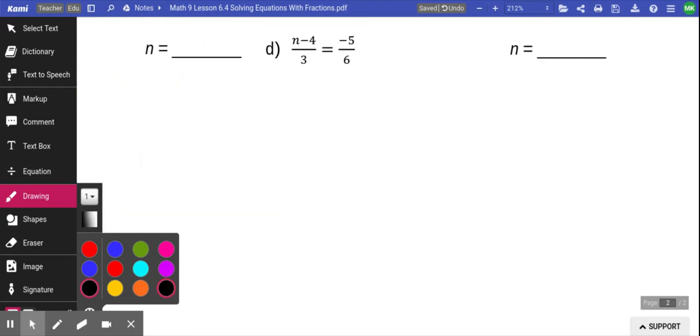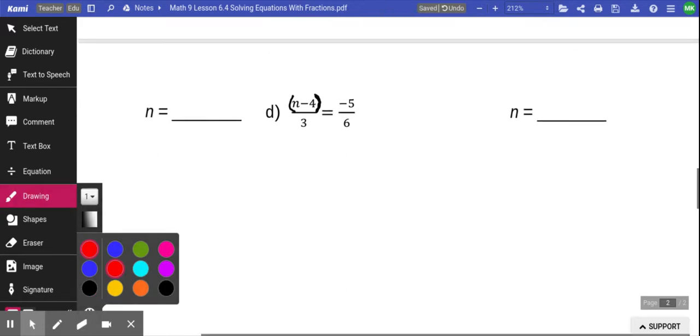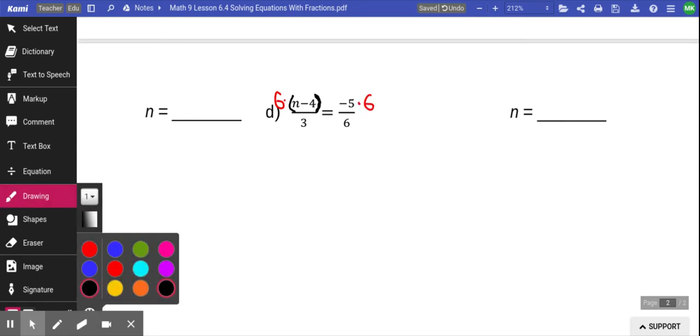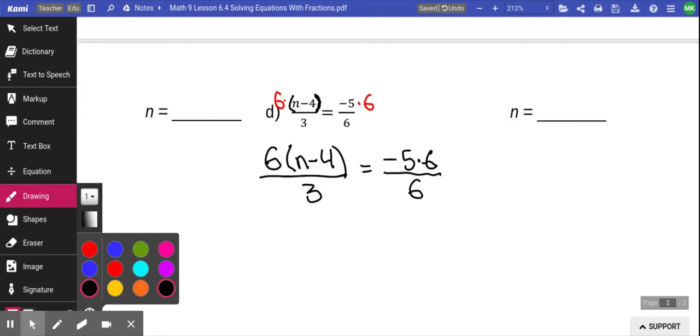Looking at D. The first thing I'm going to realize is that I want to put brackets around my numerator because I want that n minus 4 to be treated as one thing, as a binomial. I then have to find a number that 3 and 6 could both divide into. 3 and 6 could both divide into 6, so I'm going to multiply both sides by 6. That would give me 6 times (n minus 4) divided by 3 equals negative 5 times 6 divided by 6.